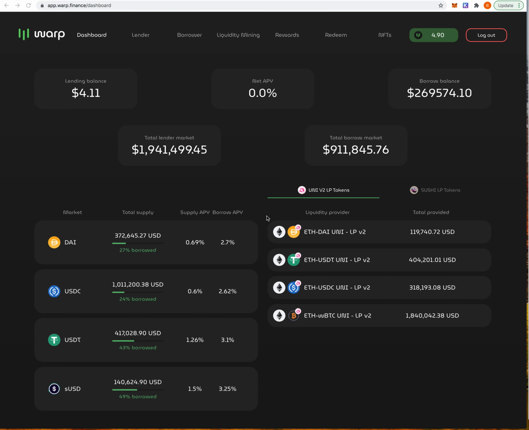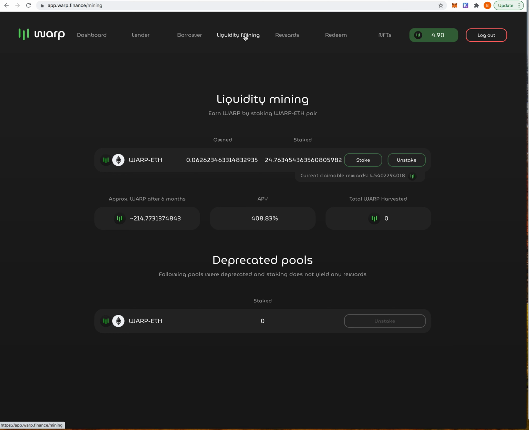Hey everybody, so today we're going to go over the liquidity mining portion of Warp. If you log in, connect your wallet, and scroll over to the liquidity mining tab, you will see that there are a few sections. On the bottom you'll see the deprecated pools.